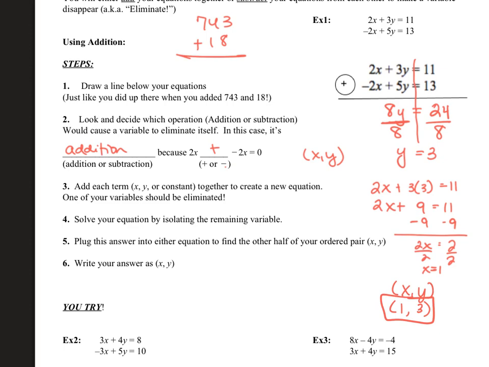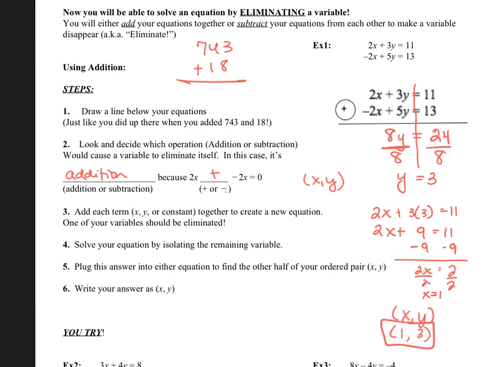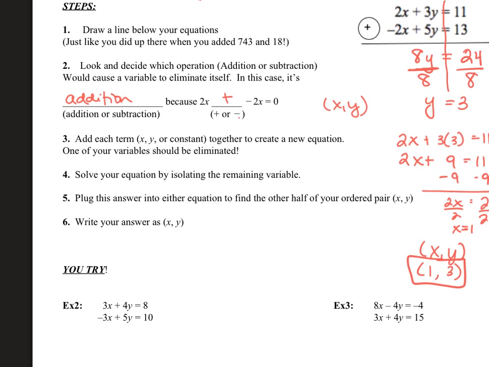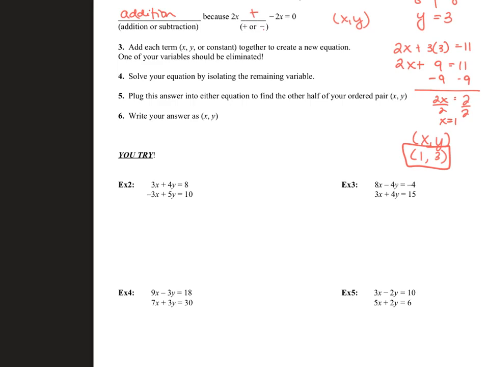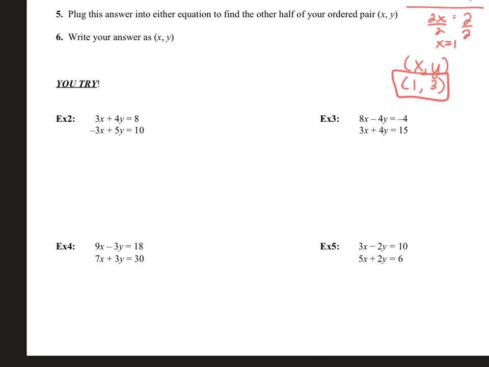I can check my answer if I want to by actually replacing x with 1 and y with 3 in both equations. And so if I just kind of do that for a second, I would do 2 times 1 is 2, 3 times 3 is 9, 2 plus 9 is 11. Okay, check. Negative 2 times 1 is negative 2. 5 times 3 is 15, and negative 2 plus 15 is 13. Check, check. It works for both. I know it's a solution. So then let's just do one more together, and then I'll actually have you do a couple on your own.